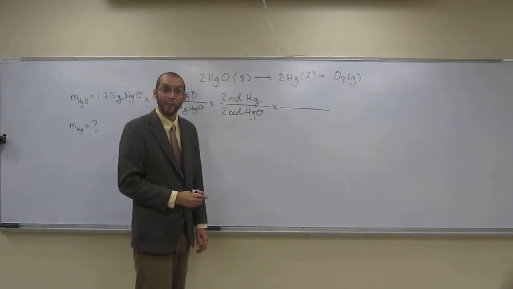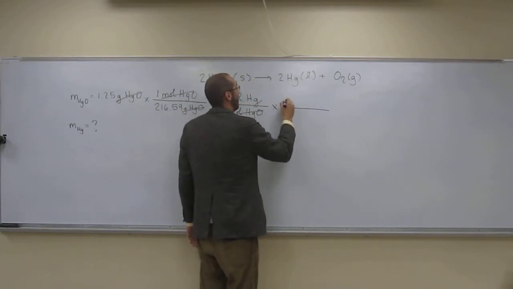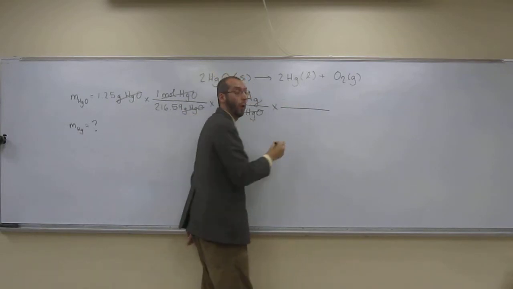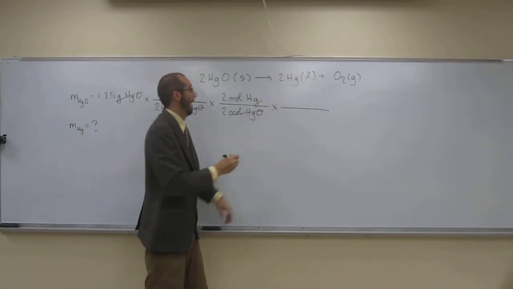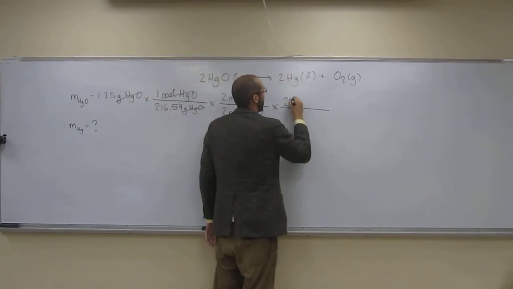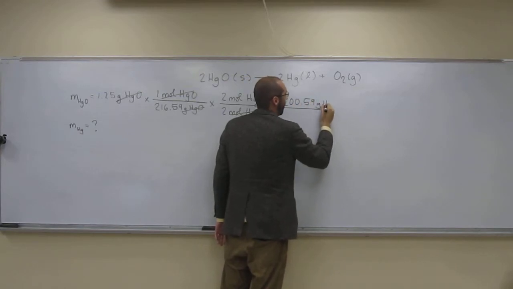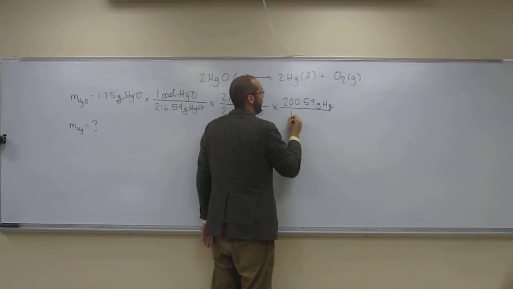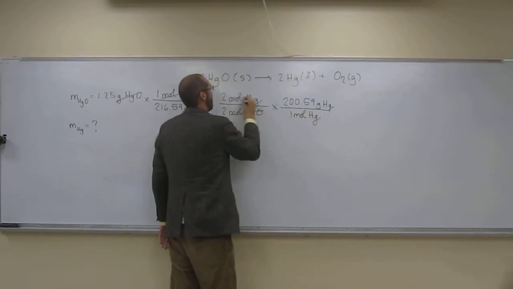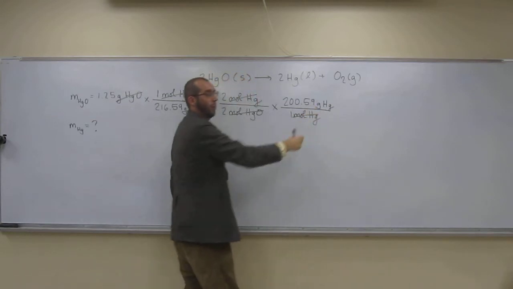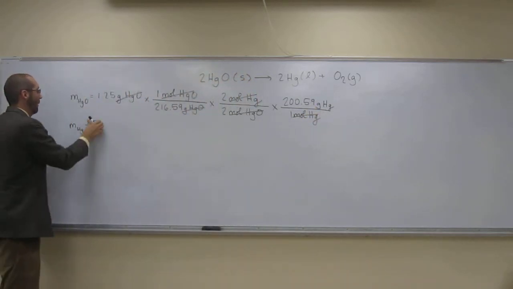Mercury, right? Well, where will we get that from? The periodic table, and what does it tell us? We look up there, and it says? 200.59, and where are we going to put it, on the bottom or on the top? Top. 200.59. Very good. Grams of mercury. And on the bottom? One mole of mercury. Cancel. Grams of mercury. Is that the mass of mercury? Yes. Wonderful. So we're there.